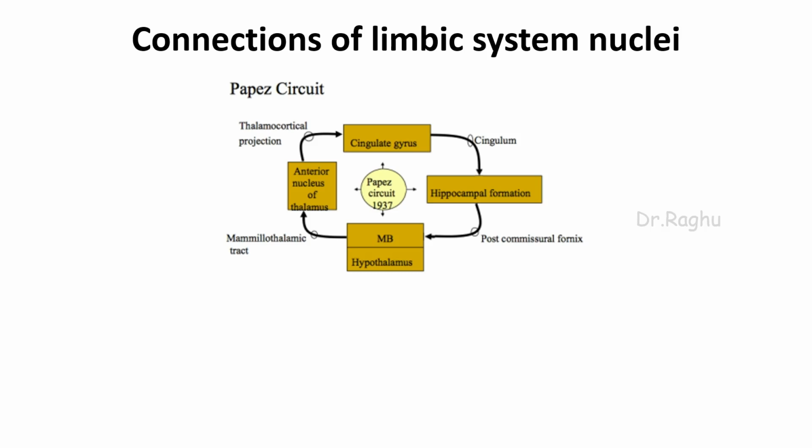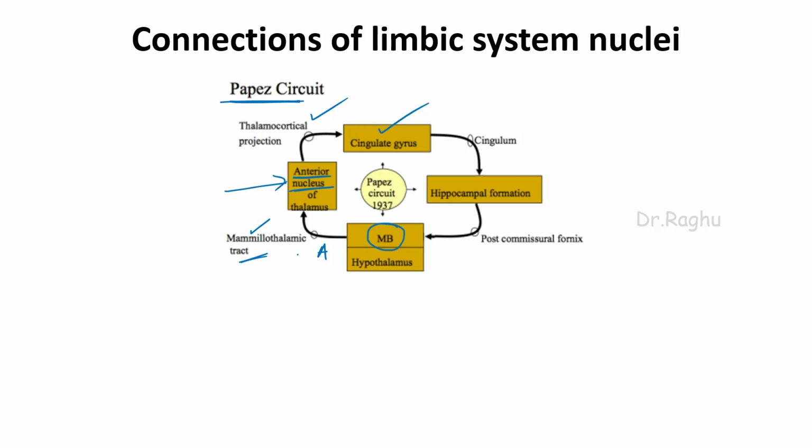Next we have the connections of the limbic system nuclei. So one nucleus which I had told you was this. What is this nucleus? This is the anterior nucleus. As we are seeing here in the diagram, the anterior nucleus is forming part and parcel of the famous Papez circuit. The anterior nucleus is receiving information from the mammillary body. So the anterior nucleus is receiving the afferent fibers from the mammillary body via the mammillothalamic tract, and the anterior nucleus of the thalamus is projecting to the cingulate gyrus via the thalamocortical projections.